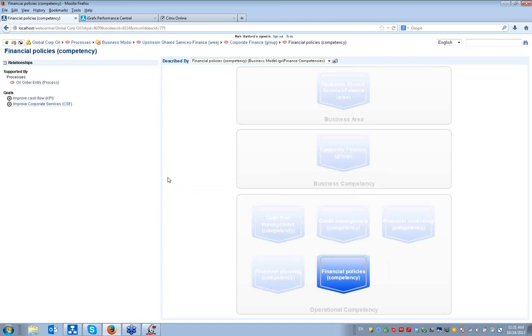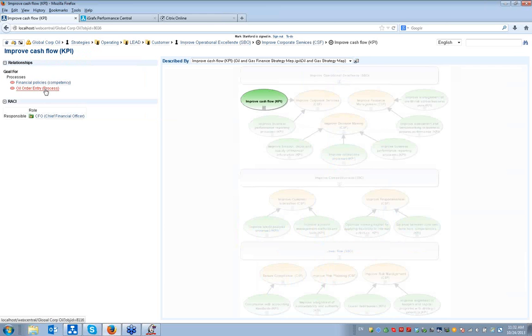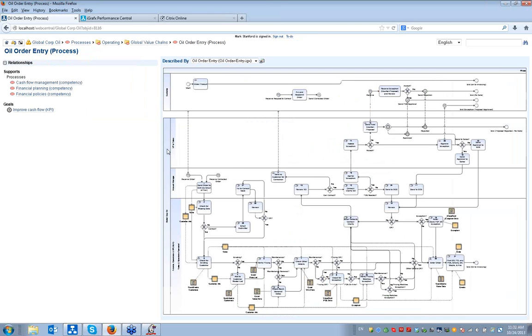Following that linkage, I can see the KPIs and the critical success factors that this competency fulfills and delivers. And I can follow the linkage through again and see the indirect relationship to the processes. And in a later part of my sessions, we'll dive into this particular process map.